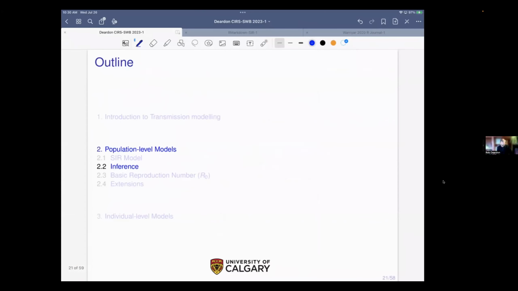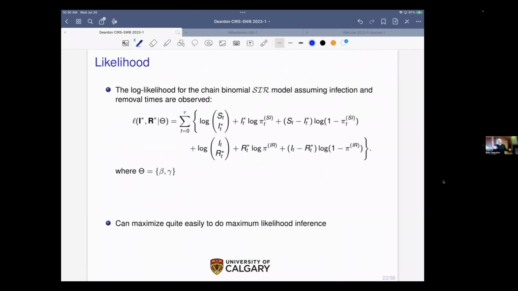This is the log likelihood, so it's all on the log scale. But if you look at that, you'll see that that's just binomial mass functions on the log scale. Okay, so if you know the number of infections at each time point, or new infections, and you know the number of new removals at each time point, you plug that into this likelihood, and you can maximize that quite easily to do maximum likelihood inference. Okay, using the optim command in R or however you like. And in fact, there are R packages around to do that as well.